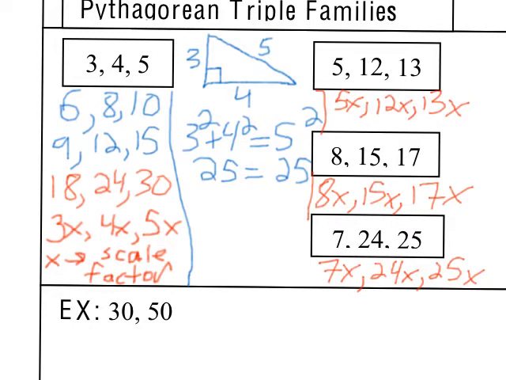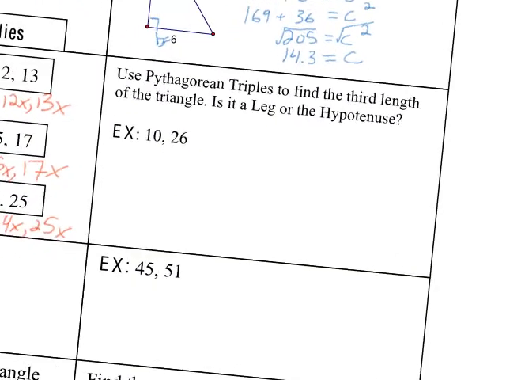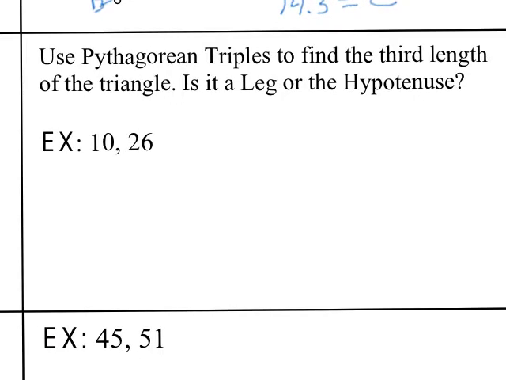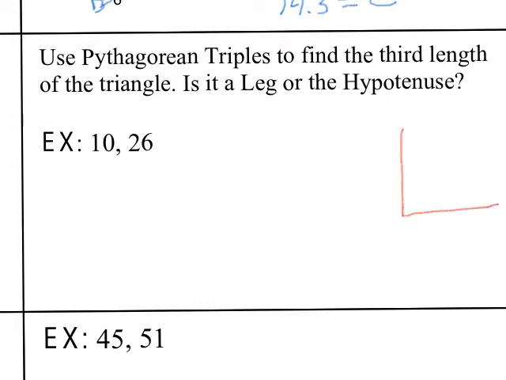Okay, let's move over to the other side, over to the right here, and look at how we can use these. In this example, I want to find the third length of the triangle. This is the leg, or the hypotenuse. Okay, so I'm giving you 2 lengths of the triangle, and I want to find out what the third one is. So I could have some sort of right triangle. I don't know what the lengths are. I know 2 of them. But the other thing I don't know is which one, if any of them, is the hypotenuse or not.